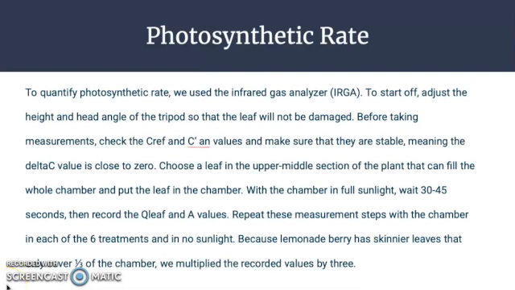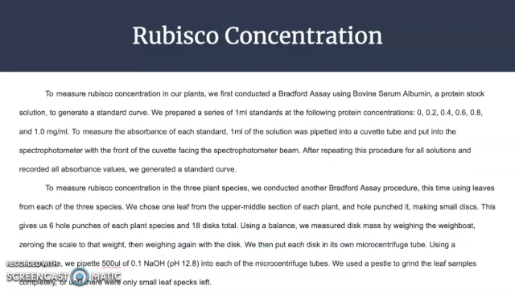For photosynthetic rate, to quantify it, we used an infrared gas analyzer, and we made sure our CO2 values were correct before recording the photosynthetic rate. We chose a leaf in the upper middle section of the plant that can fill the whole chamber and waited 30 to 45 seconds until we recorded our data, and then we repeated that cycle. When measuring the rubisco concentration, we first conducted a Bradford assay using bovine serum albumin, a protein solution, to generate a standard curve. From there, we took each of the 3 plant species and punched 6 holes in them, making a total of 18 discs.